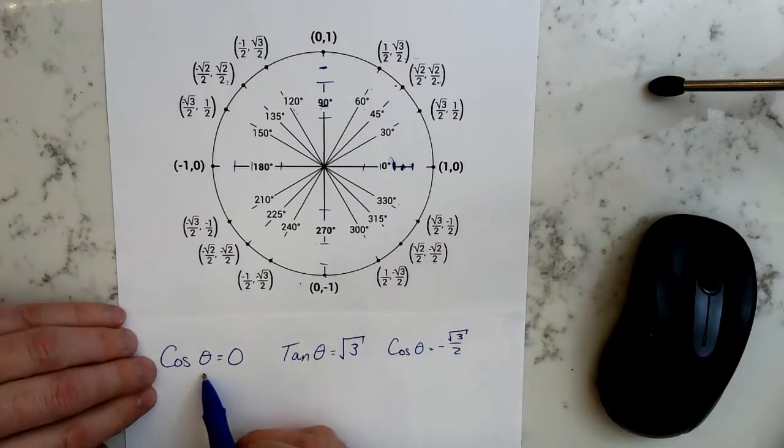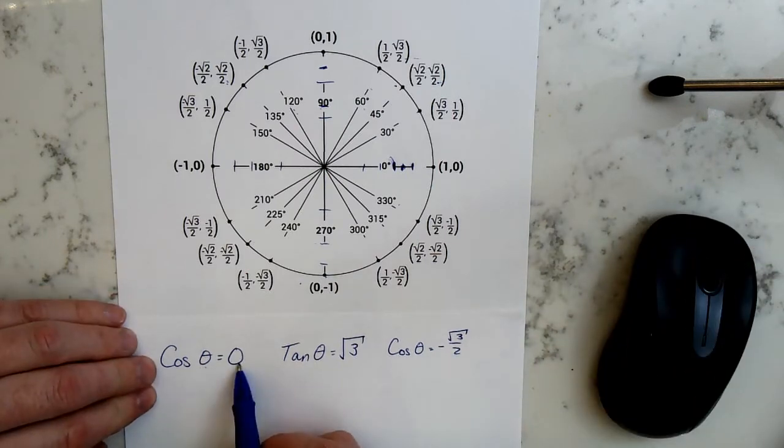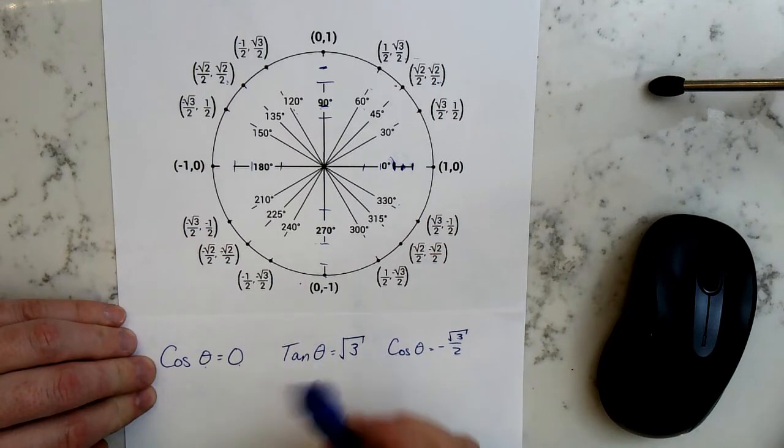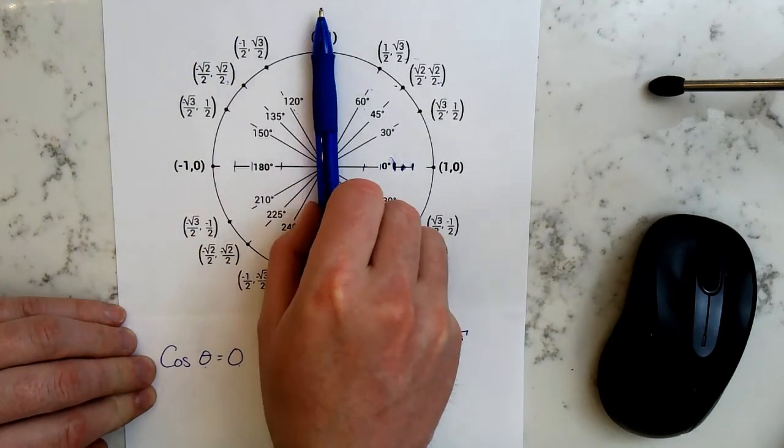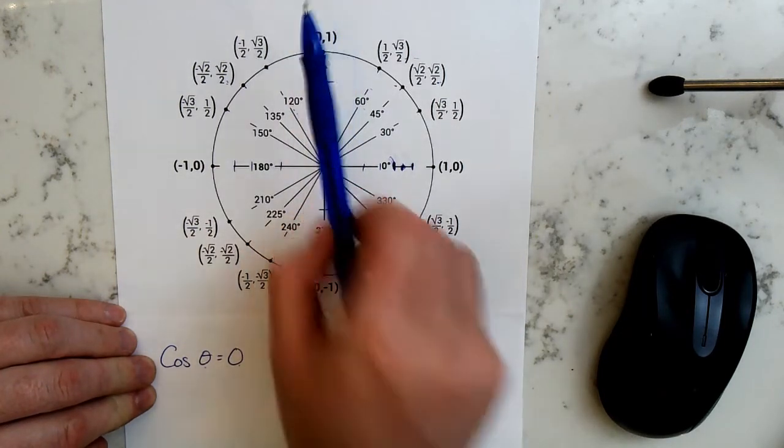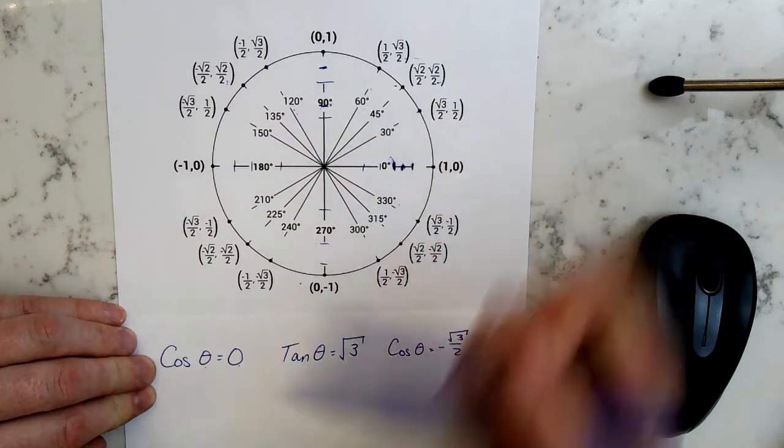So the next one we're going to try is cos theta is 0. Cos is the x. 0 is not moving at all. So that can only be 90 or 270.